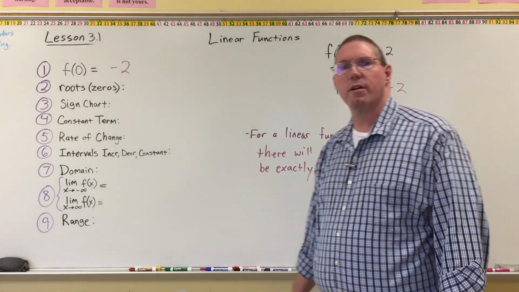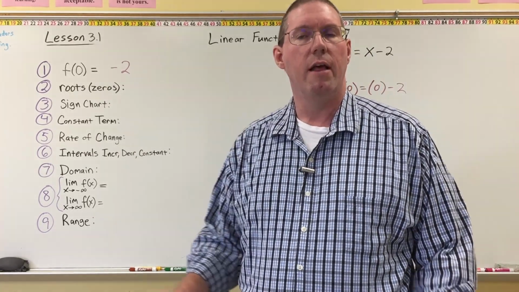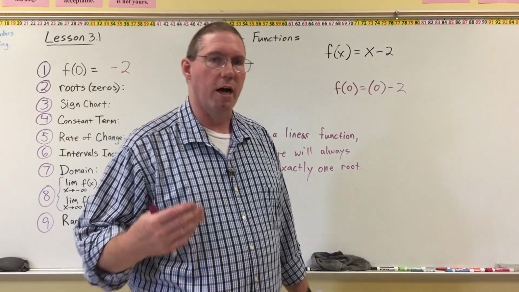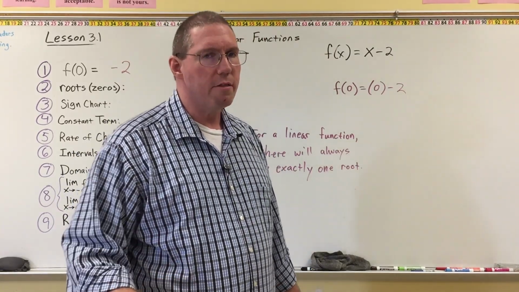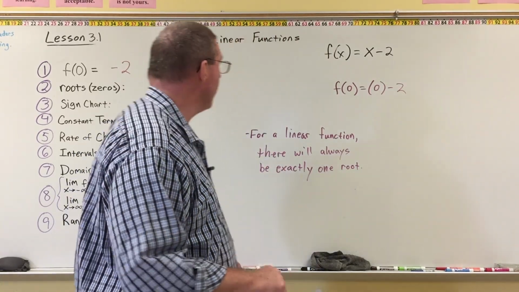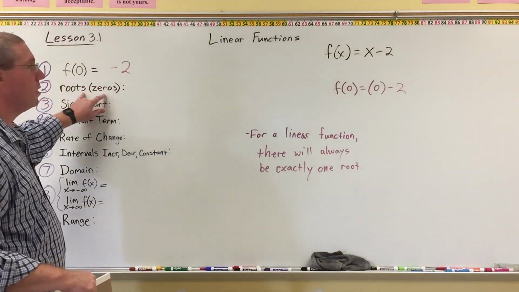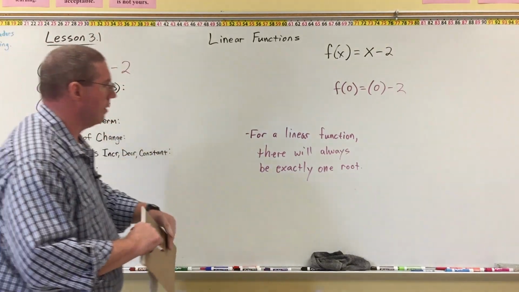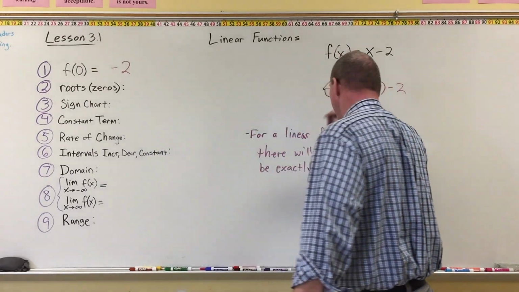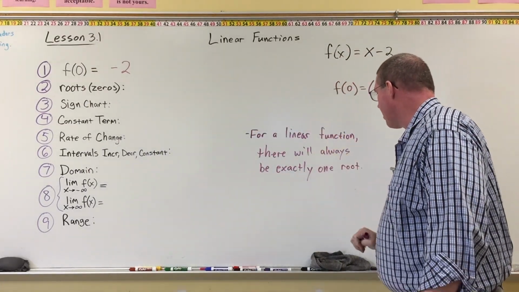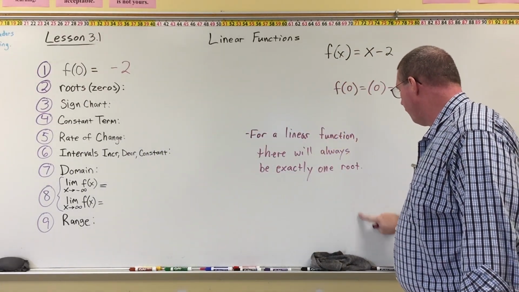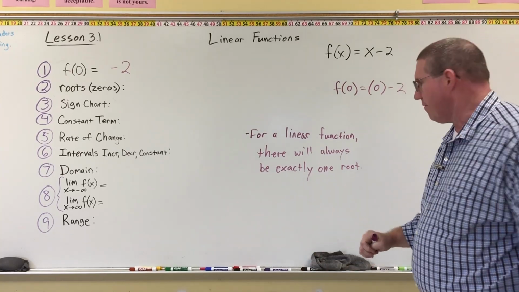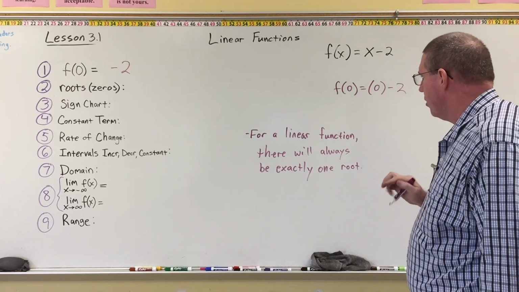Now there is a certain kind of linear function that we're going to talk about in a little bit called a constant function. With a constant function, there's typically not a zero, okay, but we'll get to that later. But for linear functions, there will always be exactly one root. So we don't have to look for 2 different answers or 5 different answers, okay? We know that there's only going to be one answer.